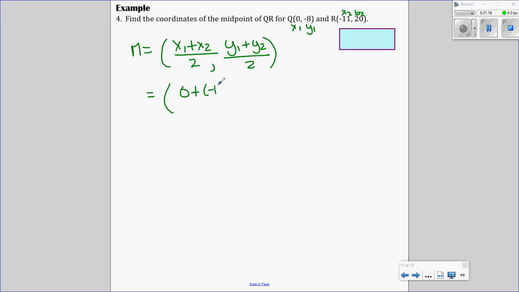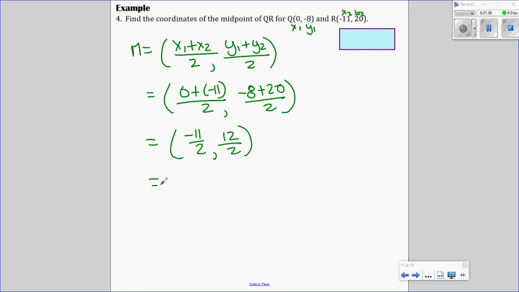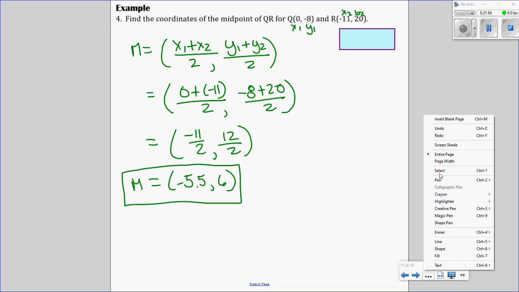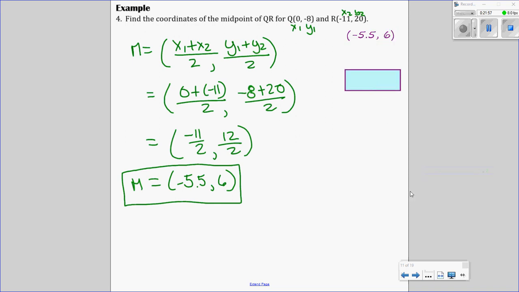0 plus negative 11 over 2. And then you have negative 8 plus 20 over 2. So it'll be negative 11 over 2. And then this one will be 12 over 2. Again, you can leave it as a fraction. For this one, I'm going to turn it into a decimal. So it'll be negative 5.5. And then this one will be 6. And there you go.